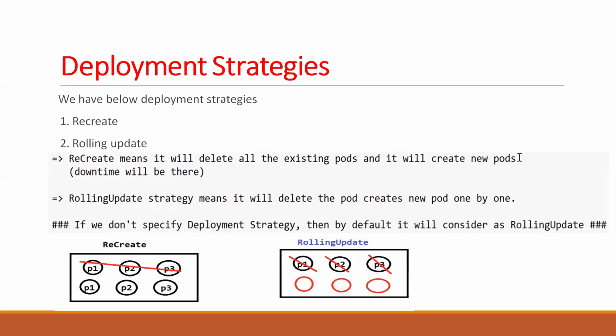It will delete one old pod and create a new pod, then delete another old pod and create another. This is the rolling update. And this is recreate. Recreate means all the pods will be deleted at a time and all the pods will be created at a time. Here, downtime will be there. Here, there is no downtime. Guys, got it?